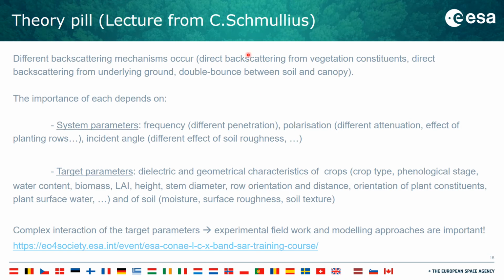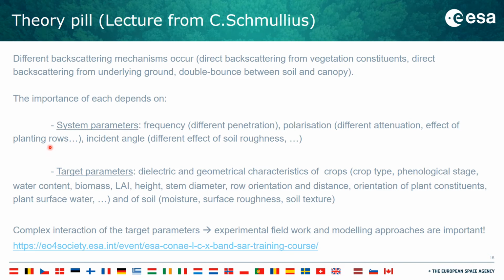And the relative importance of those mechanisms depends on a couple of things. As she was telling us, it depends on the system, meaning the satellite, right? And it depends on the target, so on the soil and the vegetation. With regards to the system parameters, so the satellite, it depends on the band. Sentinel-1 is a C band, but the other bands have more or less penetration. It depends on the polarization, on the incidence angle. This makes sense, right?